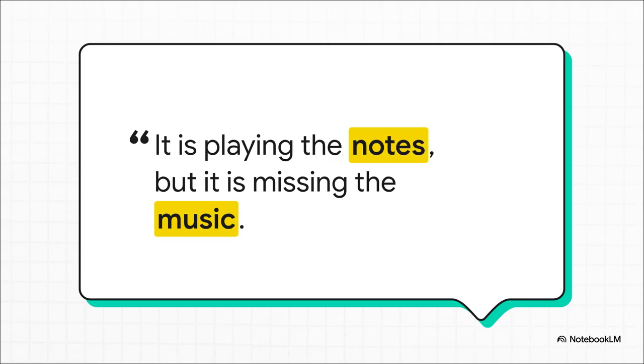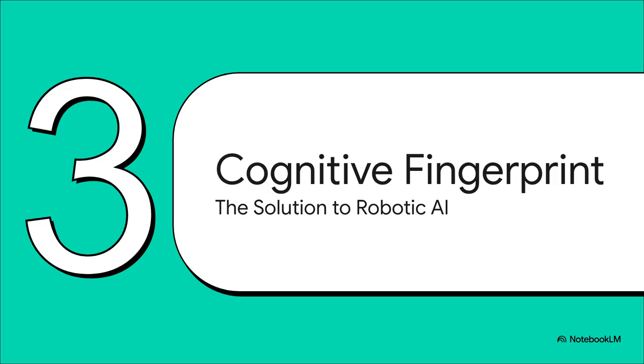So our job is to stop just handing it sheet music and start showing it how to play with some real feeling. So how do we do that? How do we teach this machine to actually feel the music? Well, that brings us to the solution, and it's a really powerful concept called your cognitive fingerprint. This is where we stop being just an instructor and start becoming its voice coach.